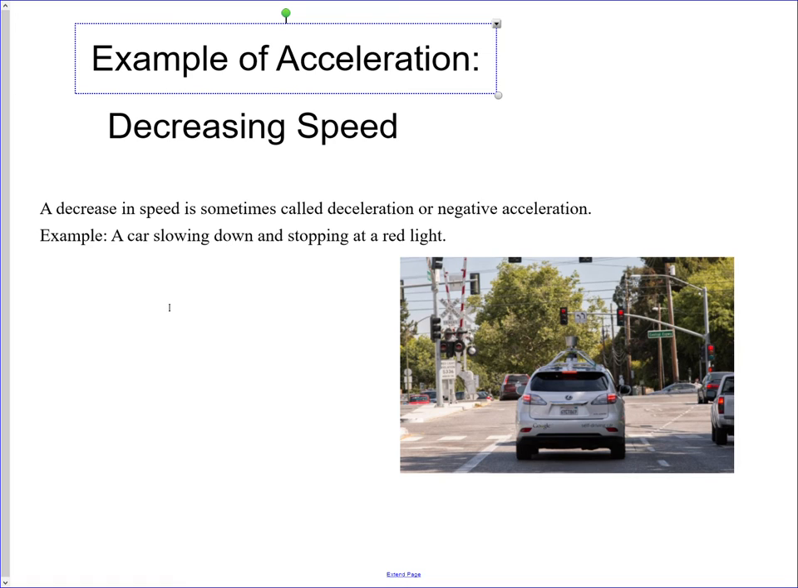If you've been in a car and you see the red light coming up ahead of you, your car starts to slow down, right? It's starting to decelerate. It's starting to have a negative acceleration so it can stop at the red light. So that's an example of acceleration as well.